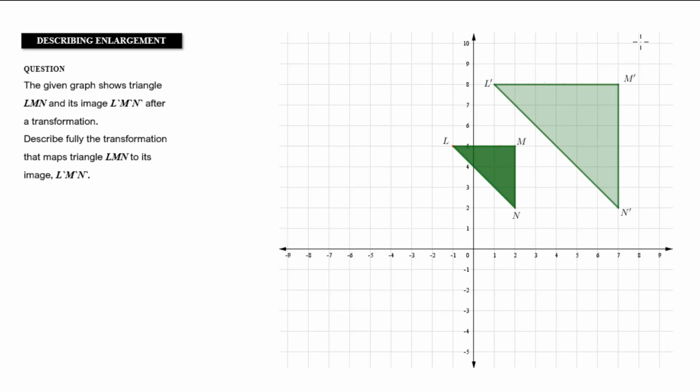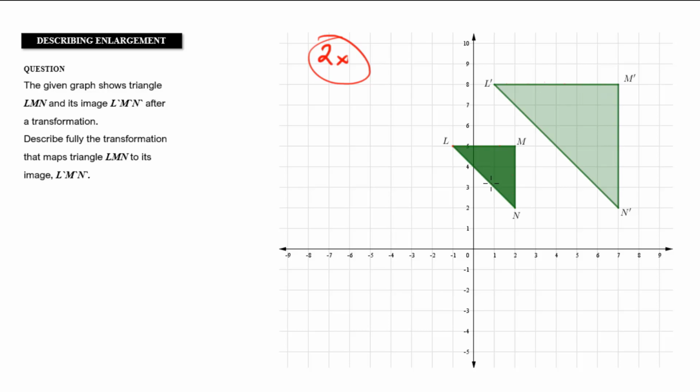So I'm going to see if MN prime is also twice as big as MN. MN is 1, 2, 3 units, and MN prime is 1, 2, 3, 4, 5, 6 units. So it's the same thing. Therefore, we are sure that it's twice as big. And already I've found my scale factor. I don't really need to measure LN prime to compare it to LN, because since it's a triangle, if these two sides are equal, then the third side must be equal.